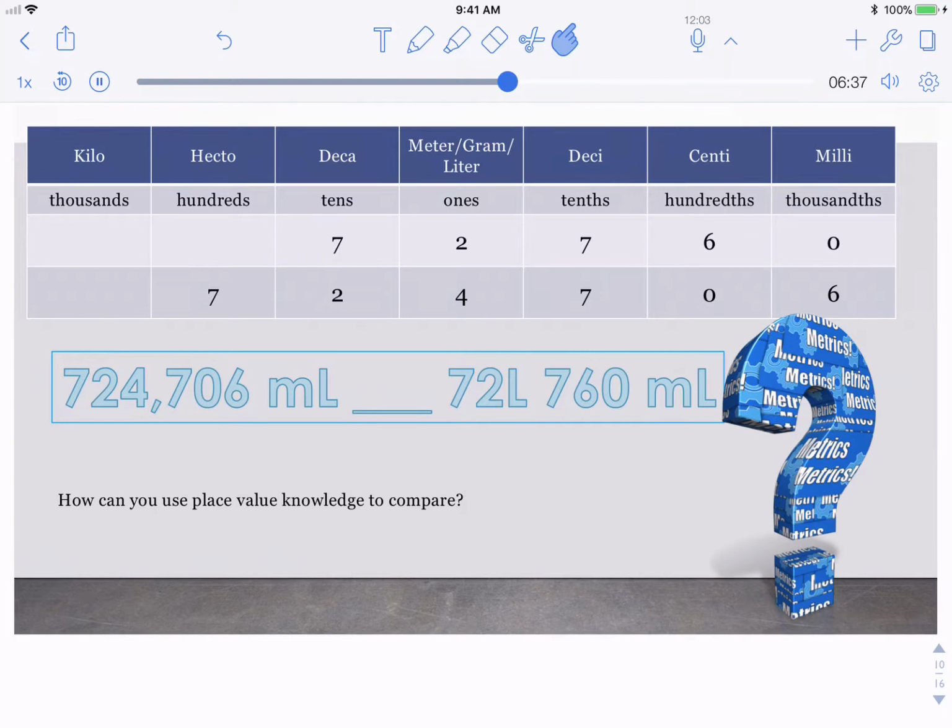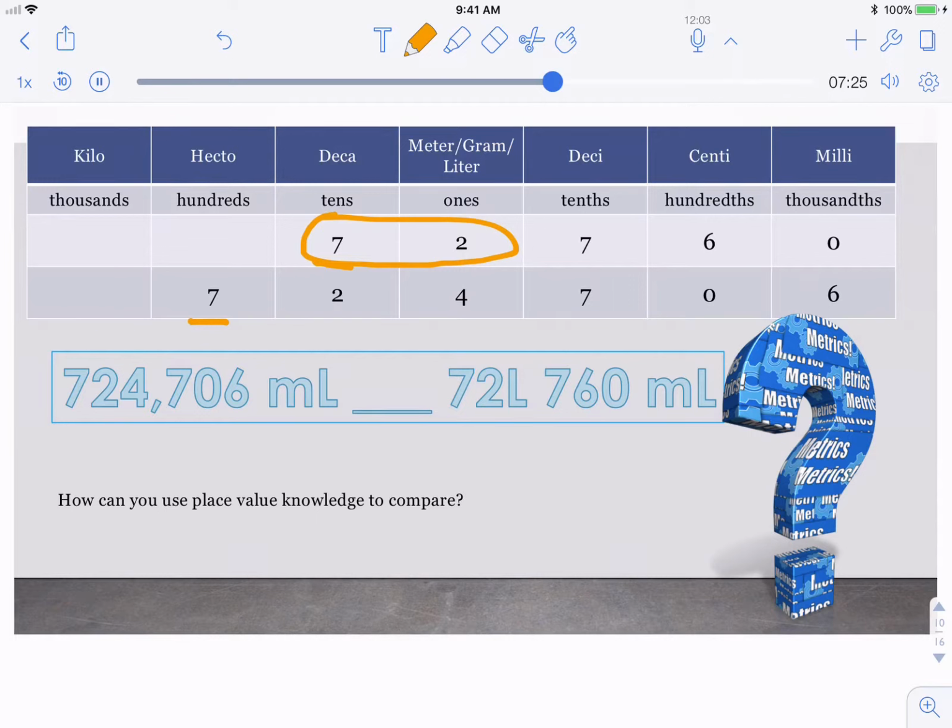How can you use place value knowledge to compare? Now remember, when you compare numbers, you're saying greater than, less than, or equal to. So I have 724,706 milliliters. If you notice, I put 1 number at each place. So I end up with 7 hectos. I could say 7 hectos, couldn't I? And 7 decas, or 72 liters with 760 milliliters.